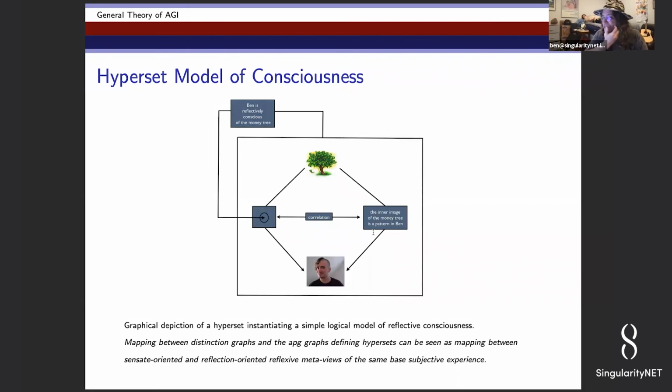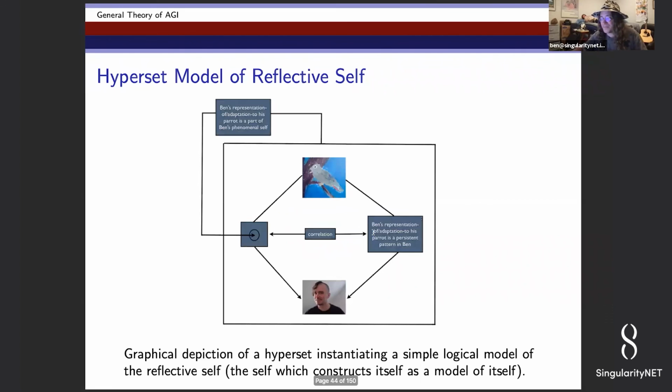And this sort of graph defining a hyperset is in a way just a different interpretation of a distinction graph. And the mapping between the basic distinction graph and the graph that connotes a hyperset with circular membership can be viewed as the mapping between an observation-oriented and a reflection-oriented view of the same graph. So again, a morphism between two different perspectives that are equivalent in a way, but different in a way also.